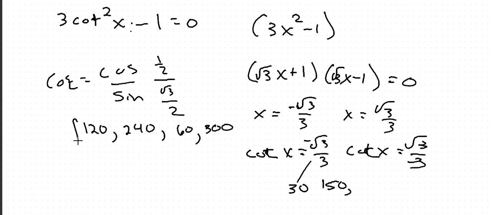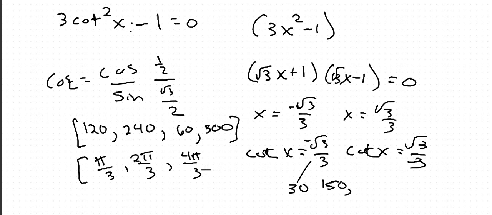And did they want it in radians or did they want it in degrees? What's the homework say? Radian. So I have to write these in radians. So that would be pi over 3, 2 pi over 3, 4 pi over 3. Okay. And 5 pi over 3. Okay.